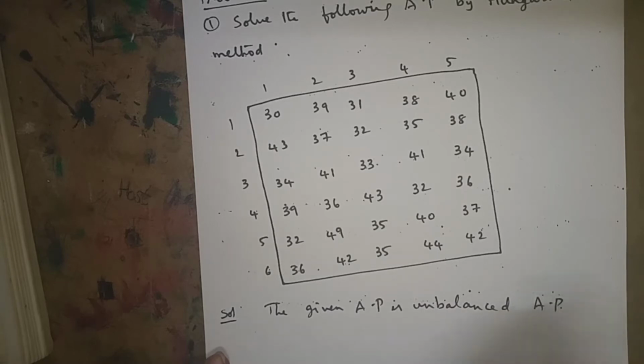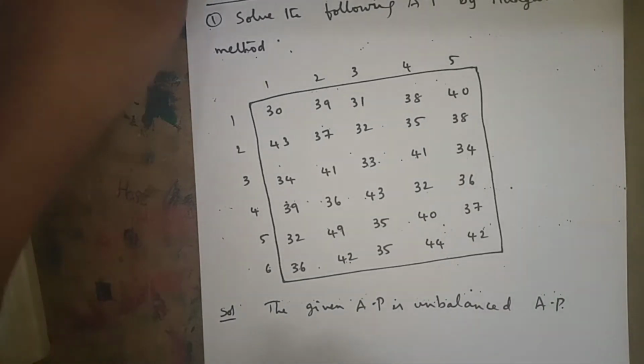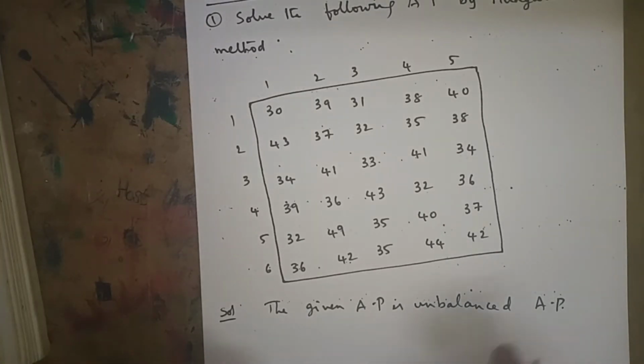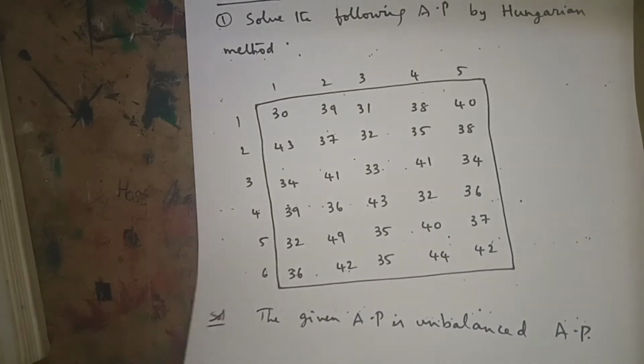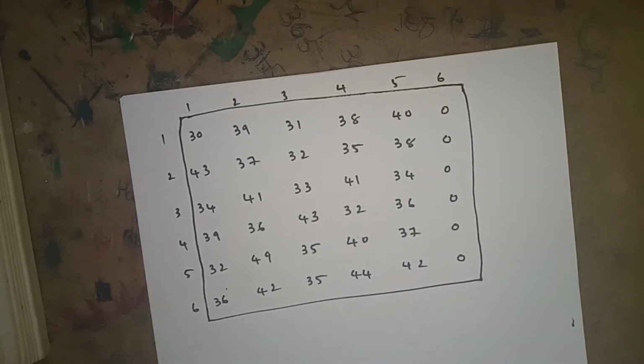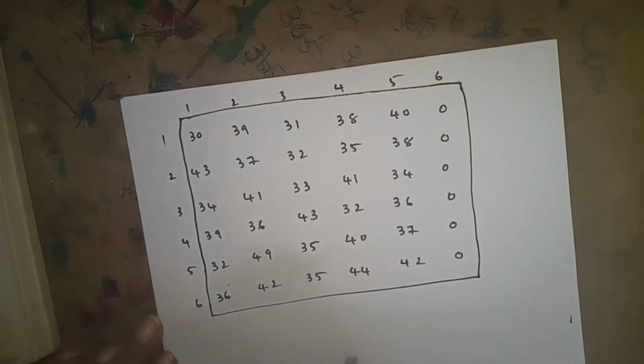If it is an unbalanced assignment problem, what do we have to do? We have to convert it into a balanced assignment problem by adding one column. I will add one dummy column having zeros. Now, by adding one dummy column, I converted the given problem into a balanced assignment problem.